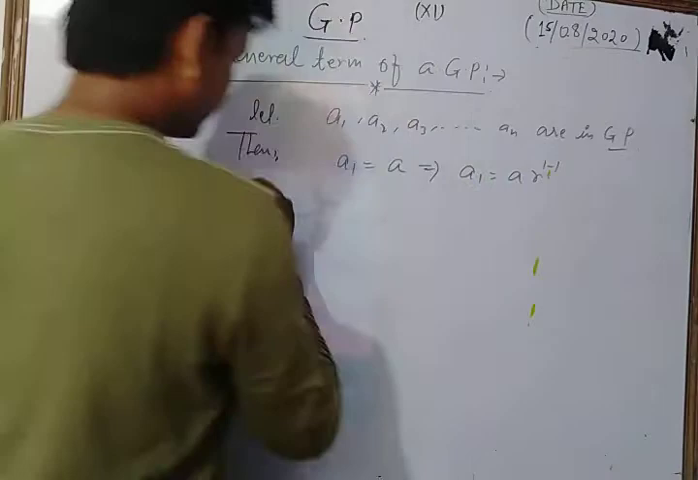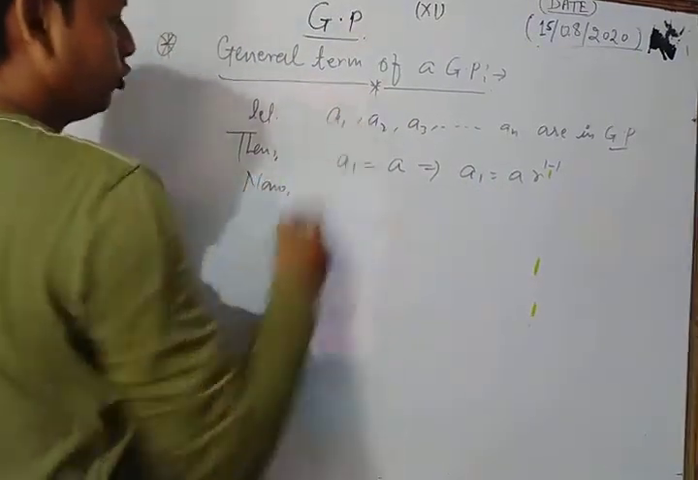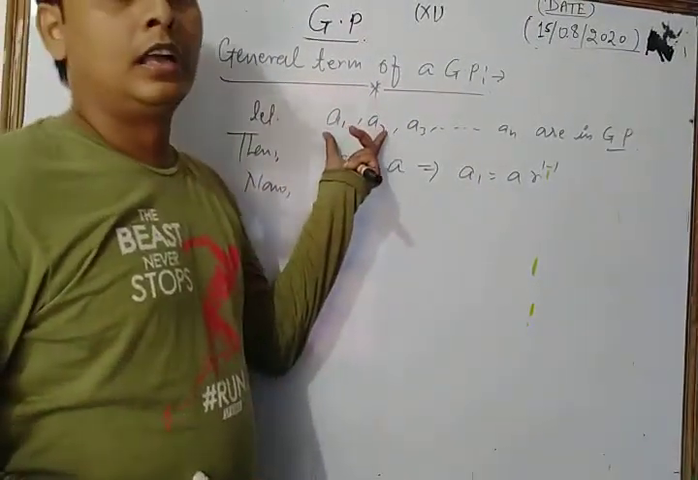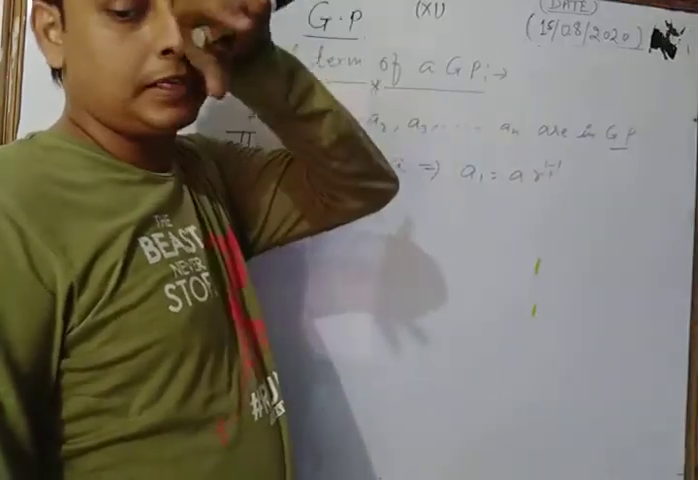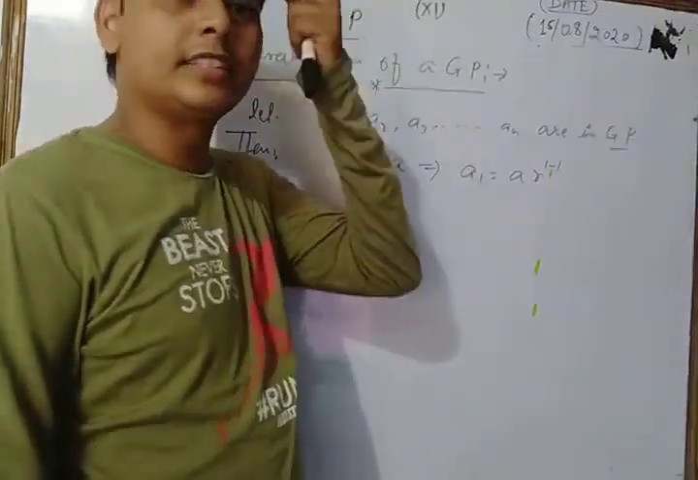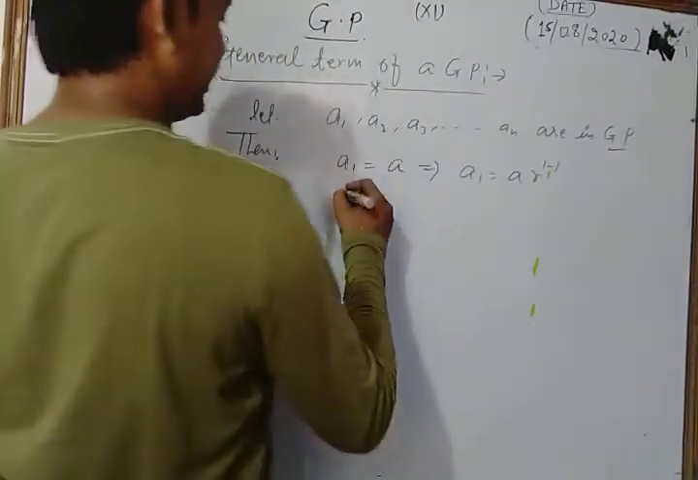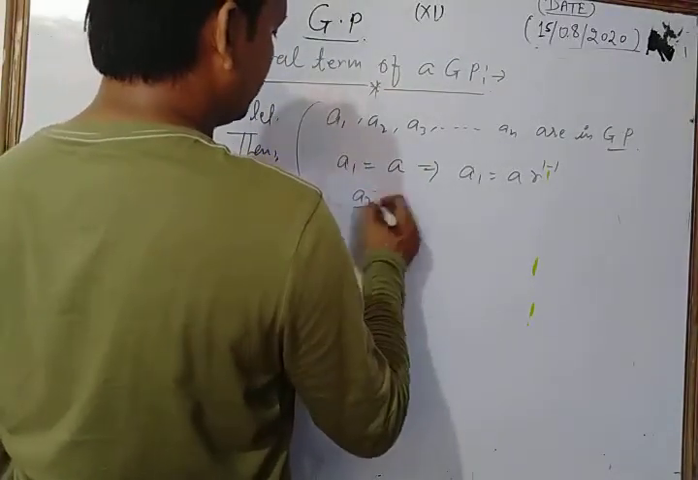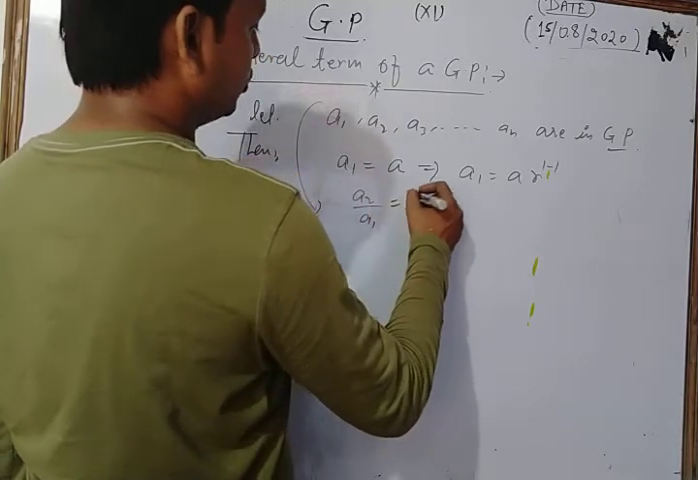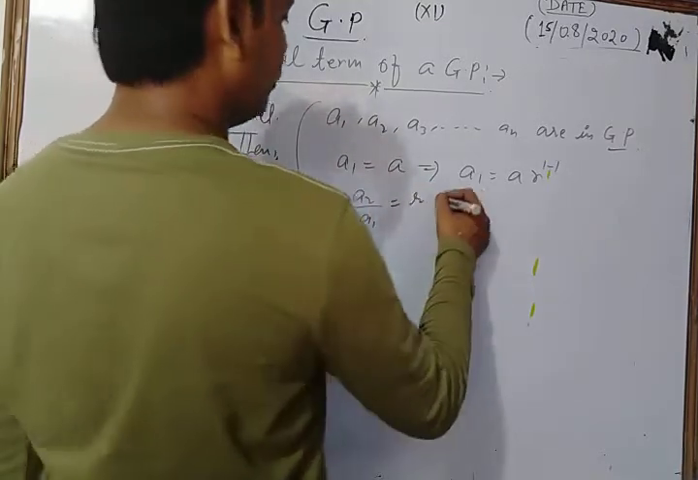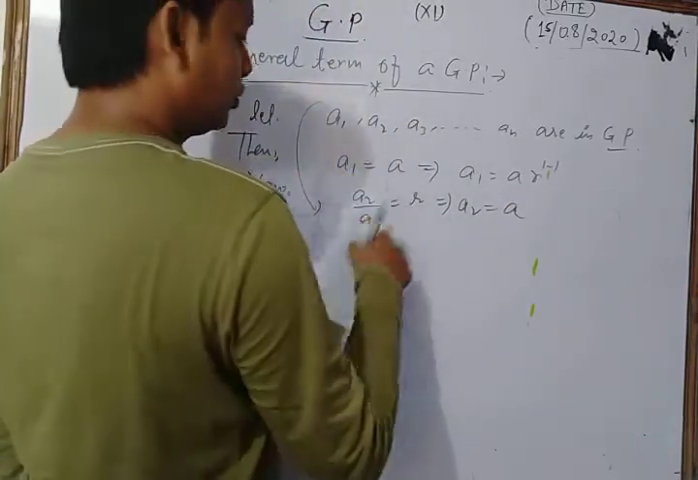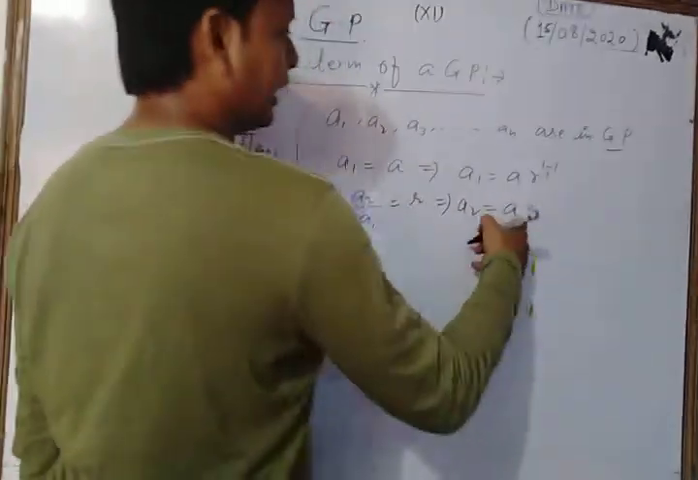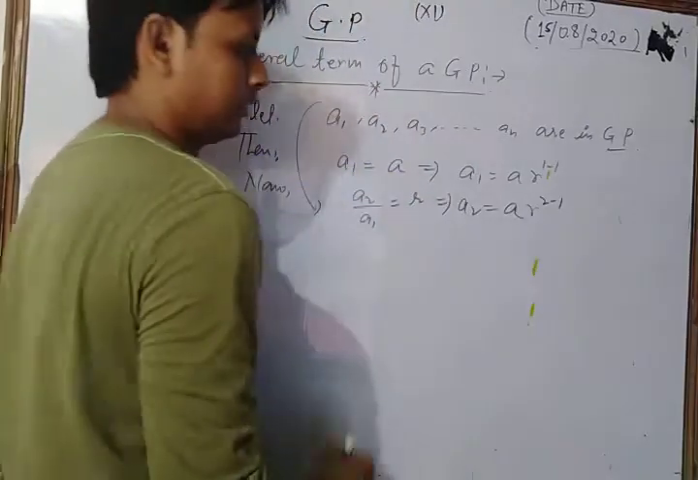Okay, now from the definition of GP, the common ratio is the same. So from the above discussion we have A2 upon A1 is also equal to what? R. So we write A2 is equal to A1, taking A1 as A, so A into R, and we write R as r to the power 2 minus 1.